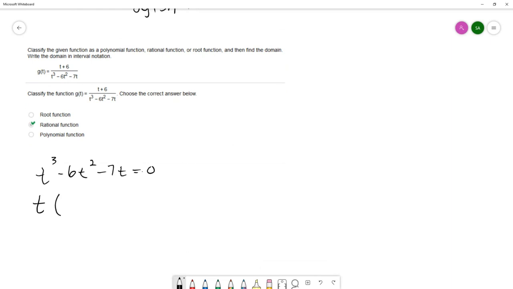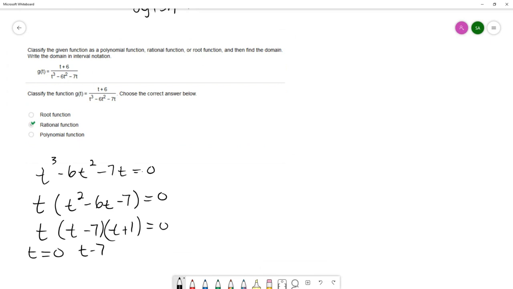I can factor out the t, and then that gives me t squared minus 6t minus 7. I can factor this quadratic a little bit more. T and t, 7 and 1, with a minus on the 7 and the plus on the 1. And then you can set each factor equal to 0. So t equals 0, t minus 7 equals 0, t plus 1 equals 0. T equals 0 is already solved. We've got t equals 7, t equals negative 1. And these are the values that I'm going to exclude from the domain.